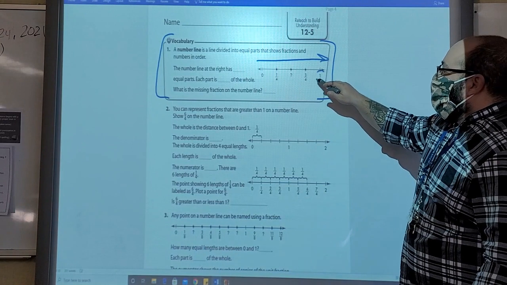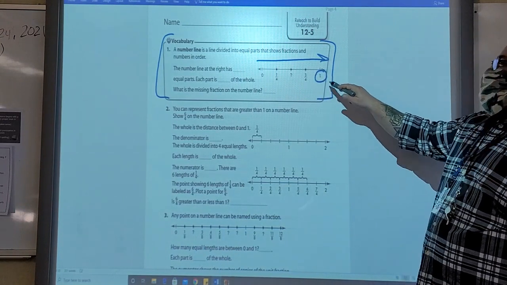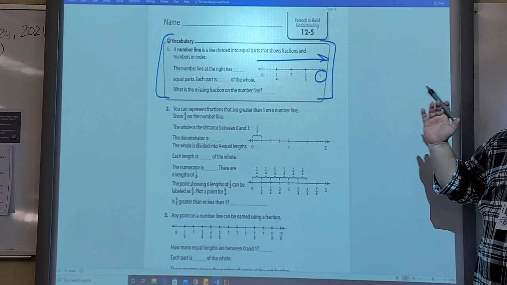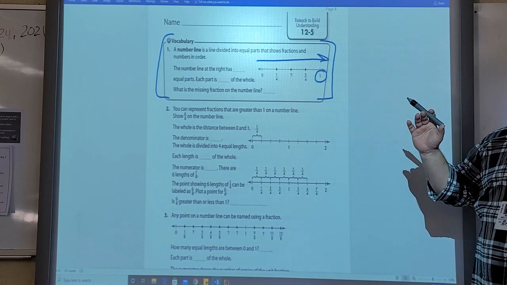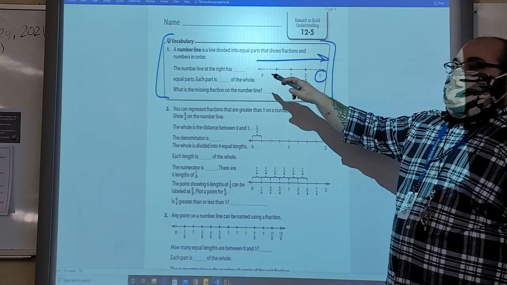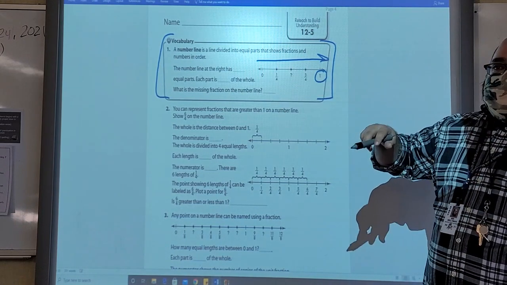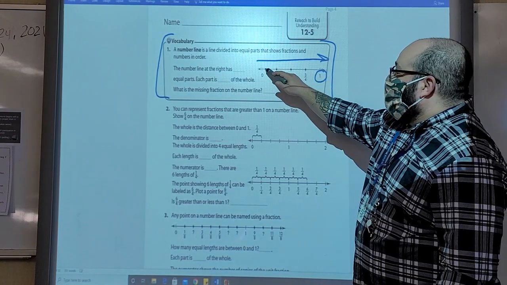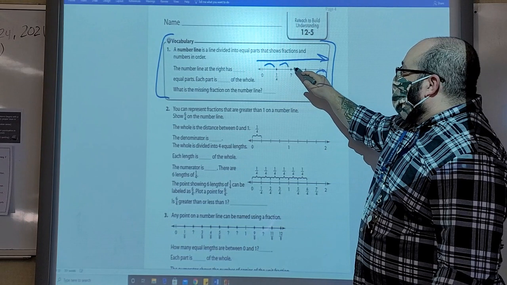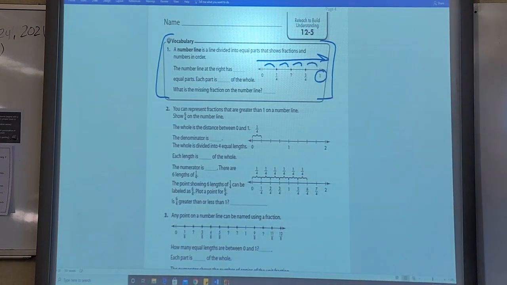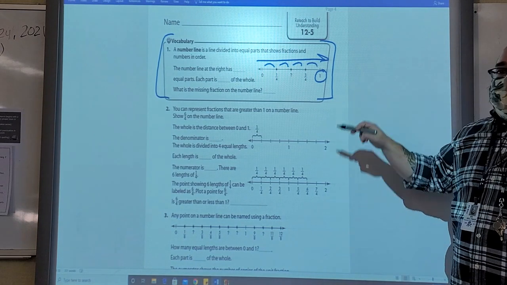Let's go back and look at the first thing first. 0 to 1. We have one whole. If all you see is a 1, that means all you have is one whole. You're looking at one whole length right there. Now, it's divided into how many parts? I like how Allie called them jumps yesterday. We can look at it like this. 1, 2, 3, 4. 4 jumps, which means it's divided into 4 lengths.